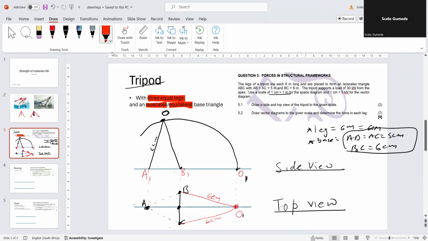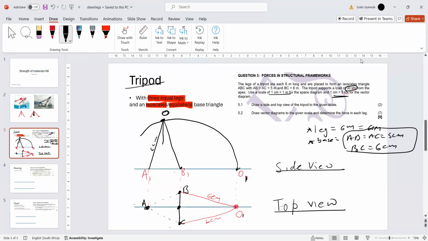Then from there, what do we do? Don't forget, we've got that line of the load. And the load, they said, is 30 kilonewton. And 1 centimeter is equal to 5. So 30 divided by 5 is 6. So the load is 6 centimeters. Now, this is where the trick begins. This is where the trick begins. I'm gonna erase a lot of things here.